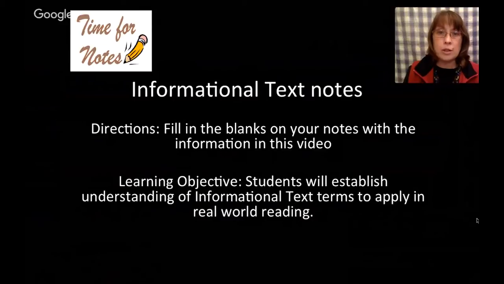Hello class, these are your informational text notes. Fill in the blanks on your notes with the information in this video. Your learning objective is that you will be able to establish an understanding of informational text terms to apply in real-world readings.